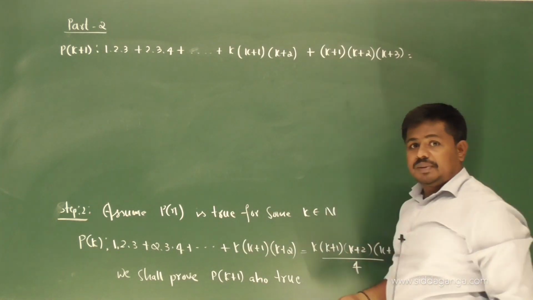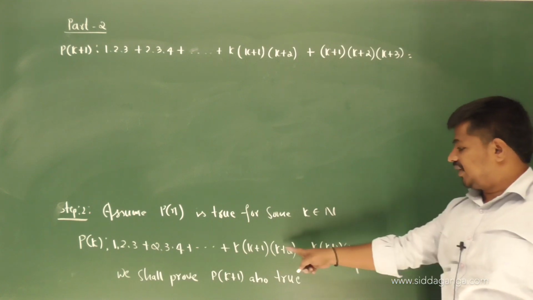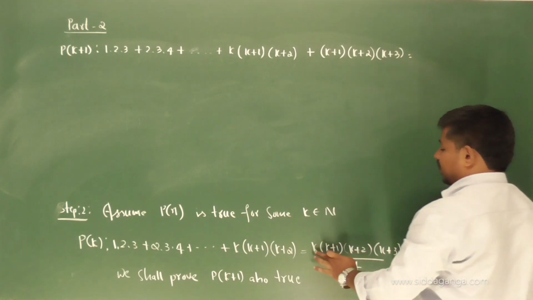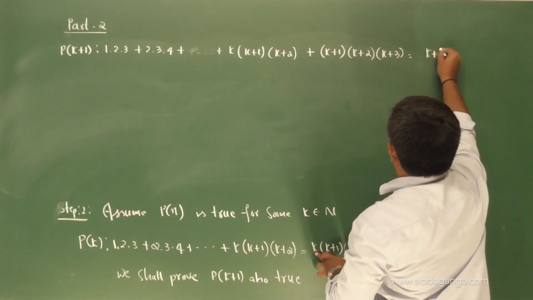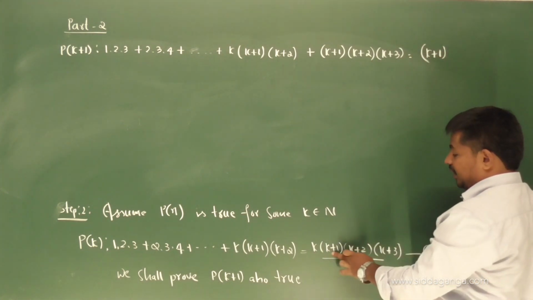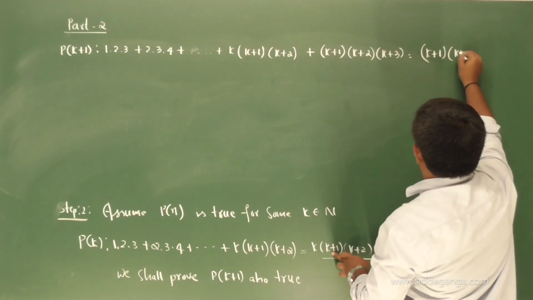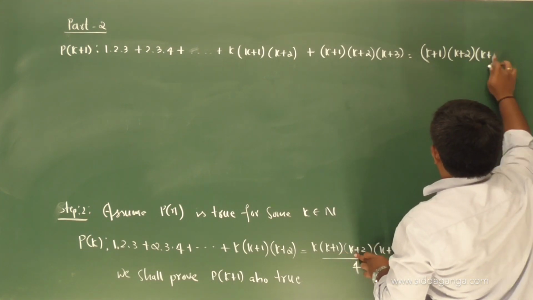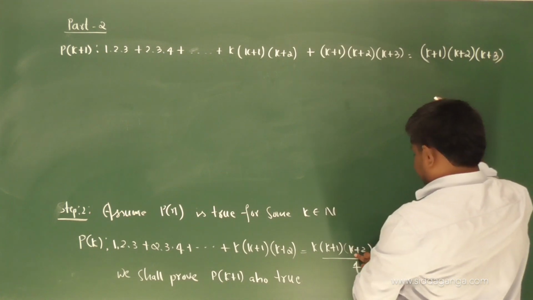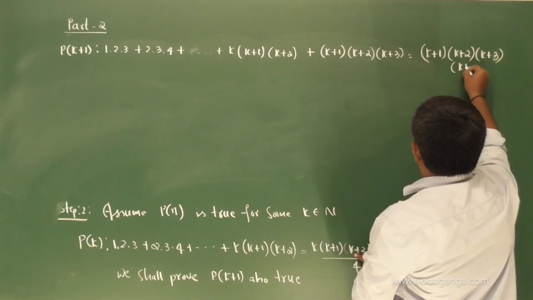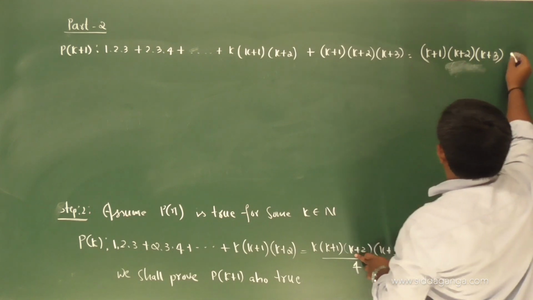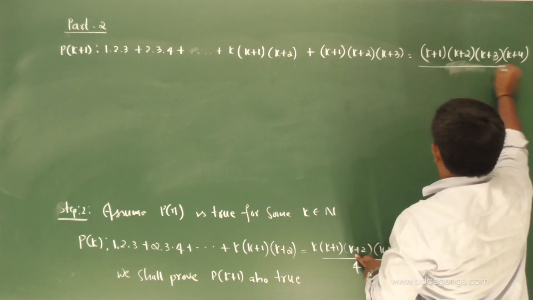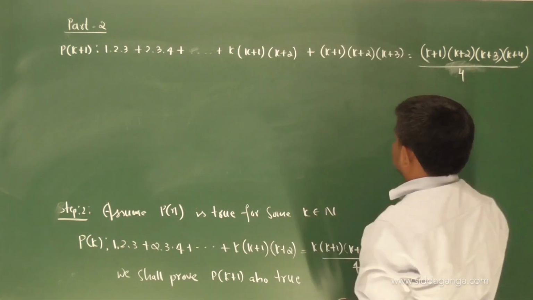And the answer should be what? Here we have, this is true for k number of terms. Here also, wherever you have k, replace k by k plus 1. What do you get? In place of k plus 1, k plus 1 plus 1, k plus 2. K plus 2 plus 1, you mean k plus 1 plus 2, k plus 3, into k plus 4, whole divided by 4. This is to be proved now.